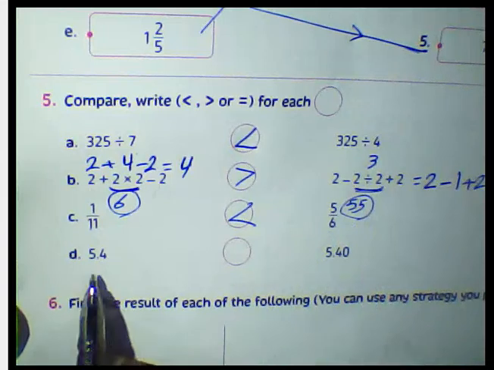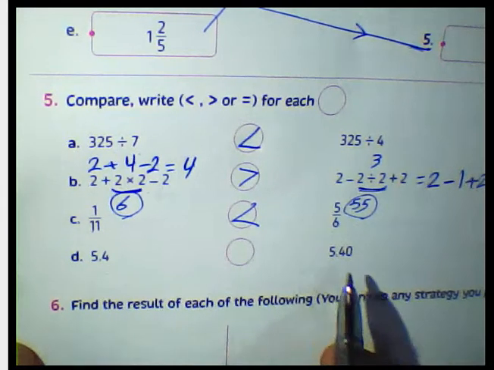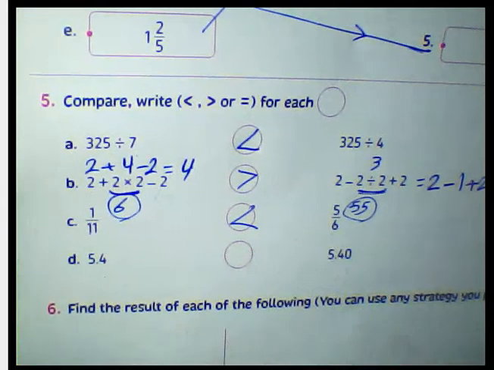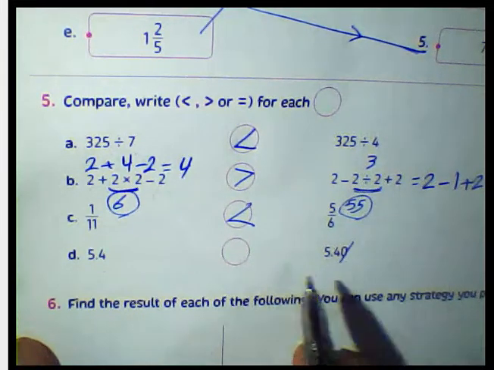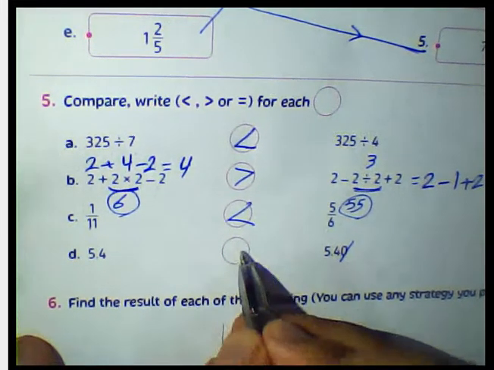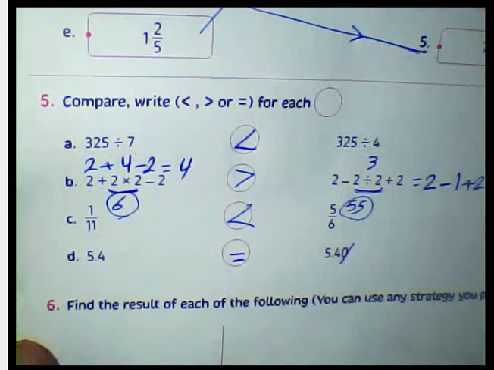Excellent. Which is more, 5.4 or 5.40? Can you tell me this? No, it's equal. It's equal because we can cancel the 0 here. The result will be 5.4. It's equal. Okay?